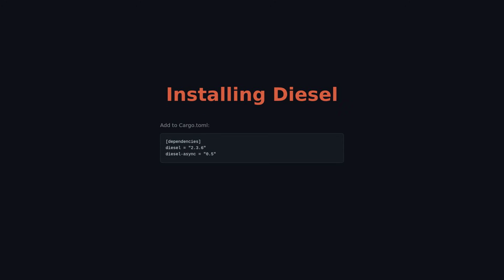Installing Diesel is straightforward. You add the Diesel crate to your dependencies with features for your database, like Postgres and R2D2 for connection pooling. For async support, you also add Diesel Async. You will also need the Diesel CLI tool for migrations. You install it with cargo install diesel_cli. The official documentation at diesel.rs has excellent getting started guides.